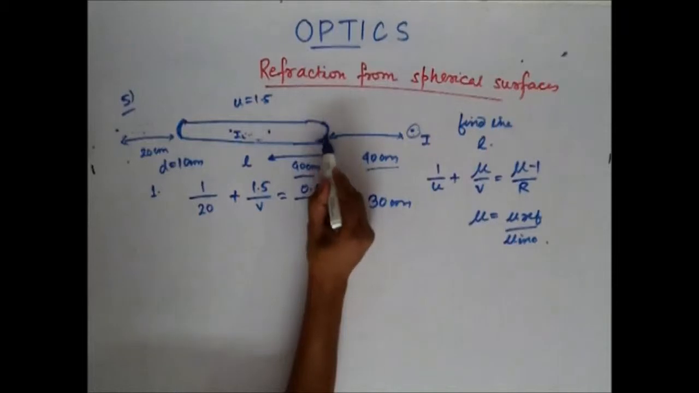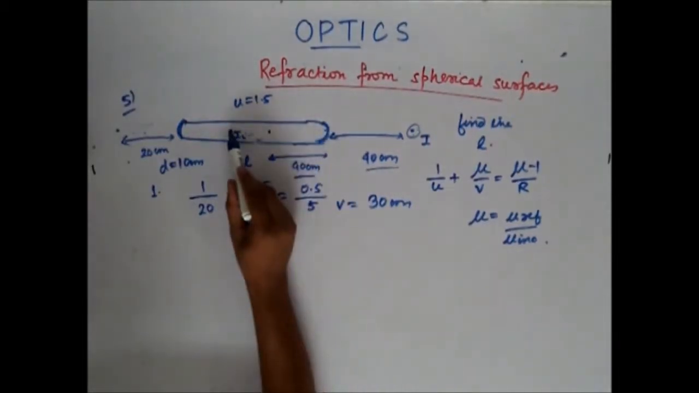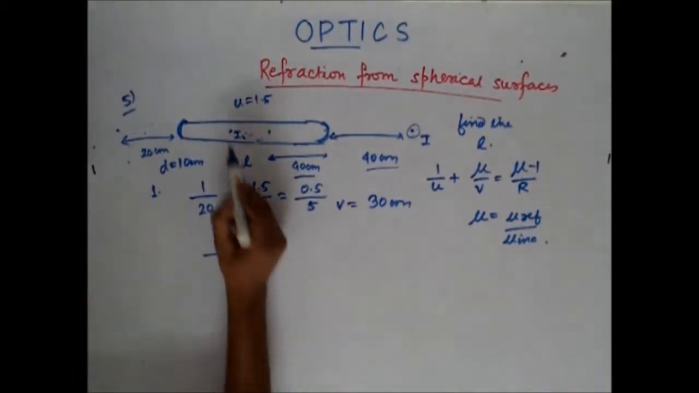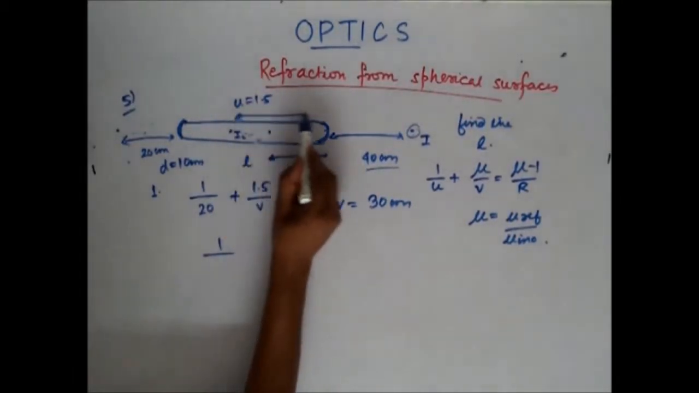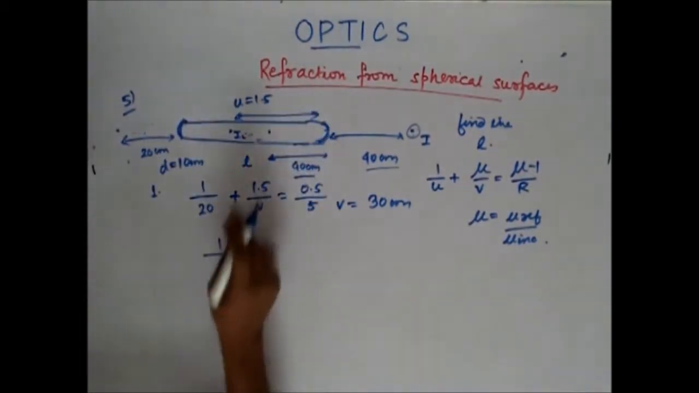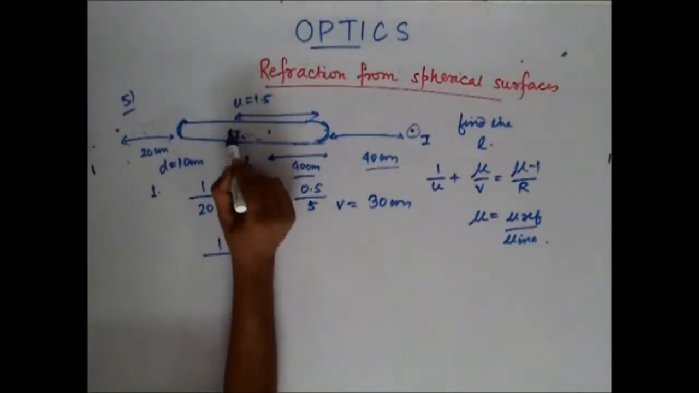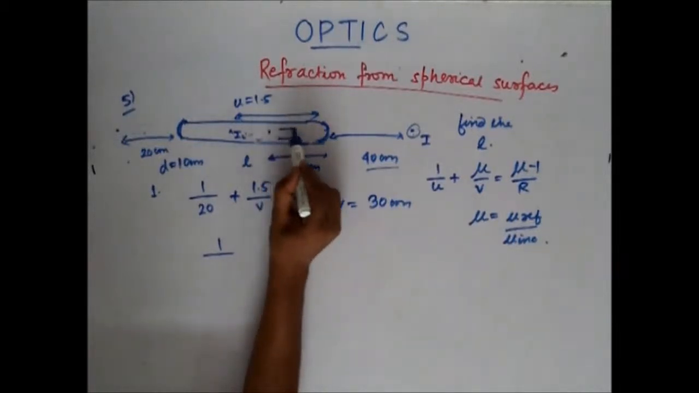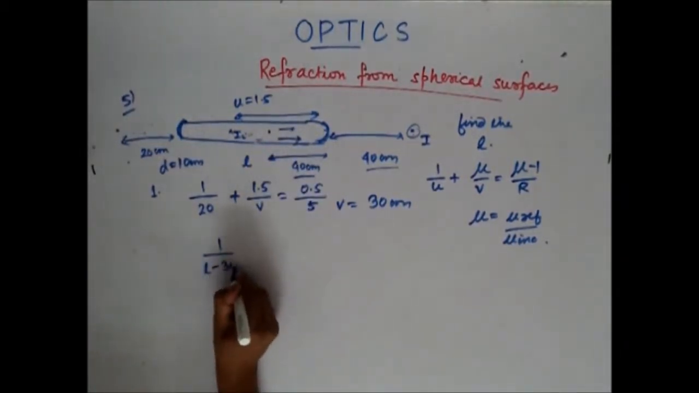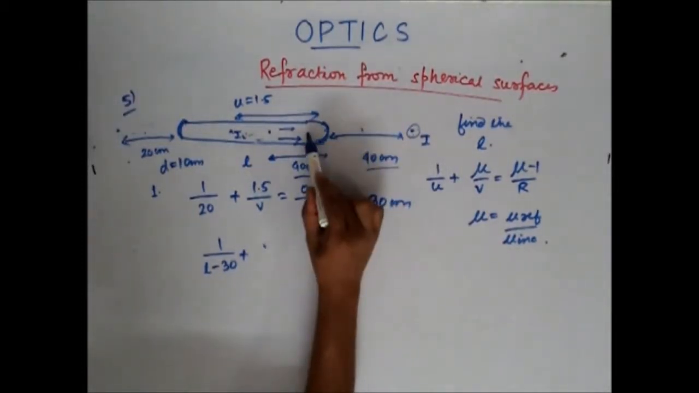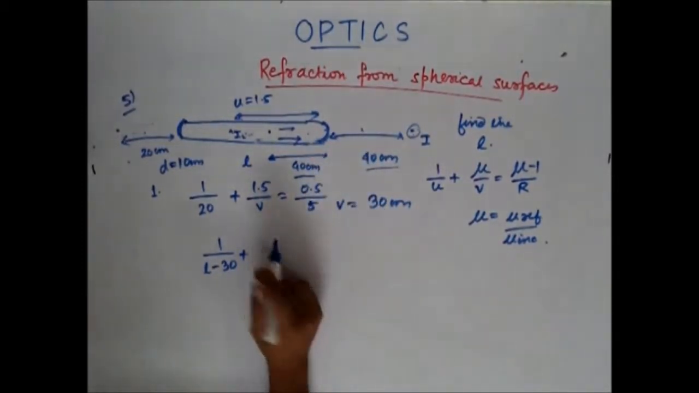Now for this refraction, this becomes the object. So for the second refraction, this is my object. So what is this distance? This whole distance is L. This is 30. So this is L minus 30. And it is positive because I move from the object to the surface in this direction. The rays of light also move in this direction. So L minus 30 plus refractive index of this medium with respect to this medium. It's 1 by 1.5. So I can write it as 2 by 3.